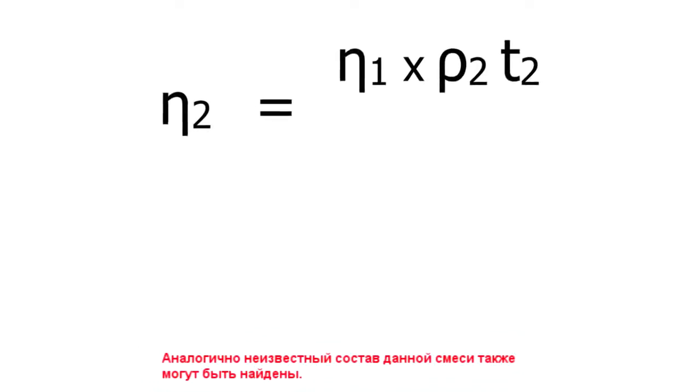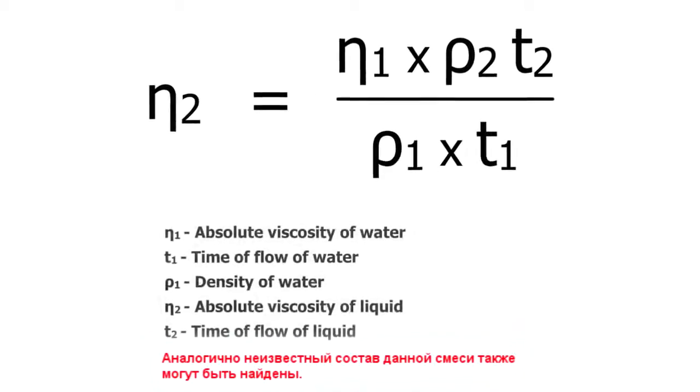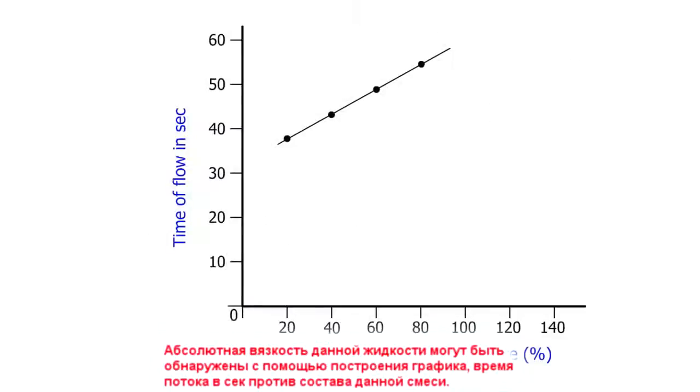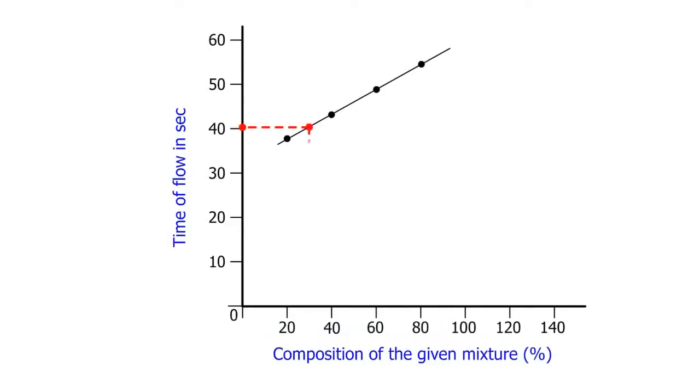Thus, the absolute viscosity of a given liquid can be found out using the formulae. Similarly, the unknown composition of the given mixture can also be found by plotting a graph of time of flow in seconds versus composition of the given mixture.